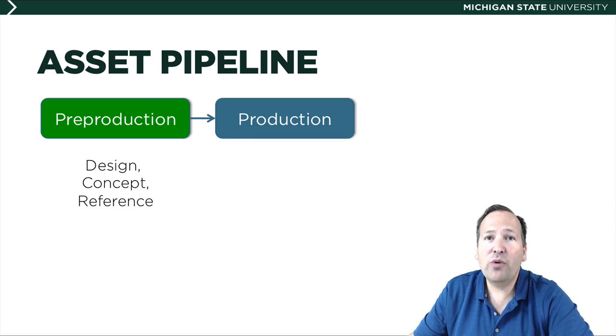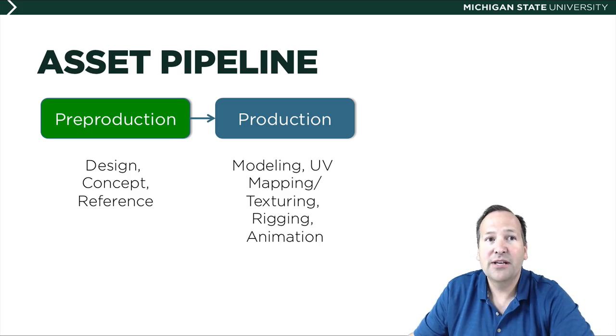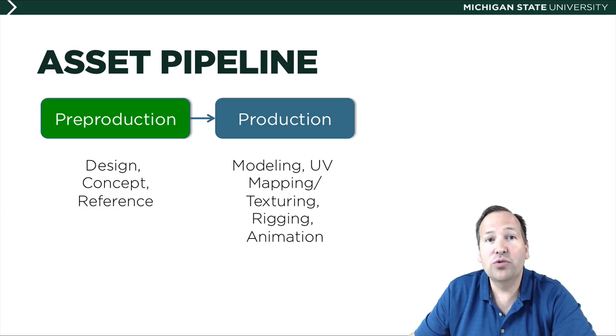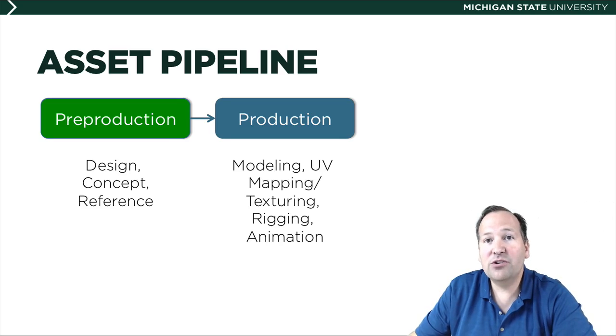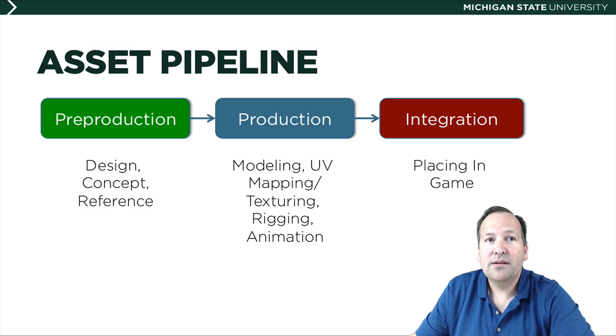Asset production will vary quite a bit depending on the type of asset you're creating. In the case of 3D graphical assets, production typically includes modeling, UV mapping, texturing, rigging, and animating. These steps may be completed in one or more tools and involve one or more file formats. In a large team, different individuals or teams of individuals may take on each of these roles. The final stage in the asset pipeline is integrating the asset into the game. On a large team, this would typically be the work of the level designers or the technical artists.